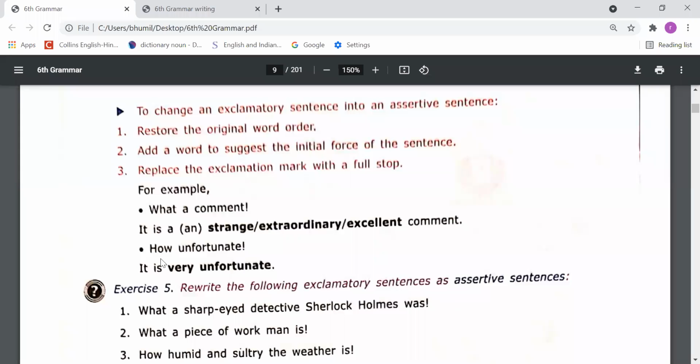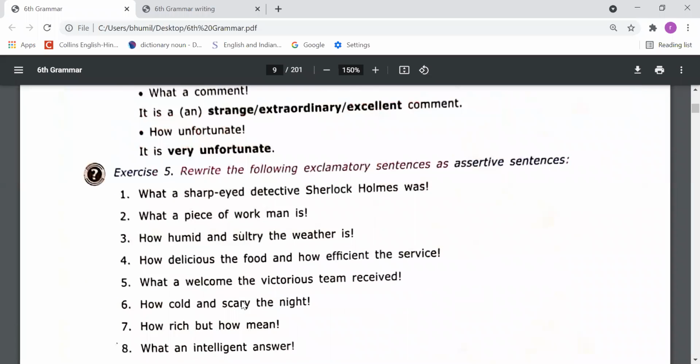Next, how unfortunate. It is very unfortunate. So instead of how, you can see that we have mentioned the word very. So this initial force we need to change with some other words, right? Now let's come to exercise number 5. Rewrite the following exclamatory sentences as assertive sentences. So dear students, these sentences you have to rewrite as assertive sentences.